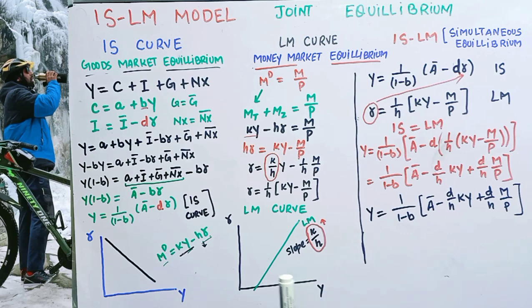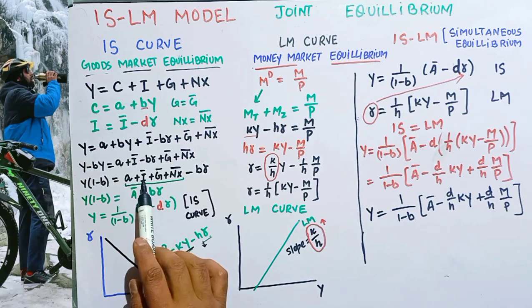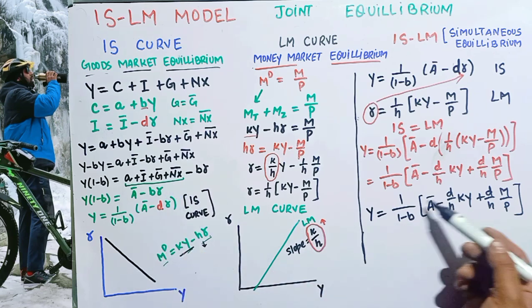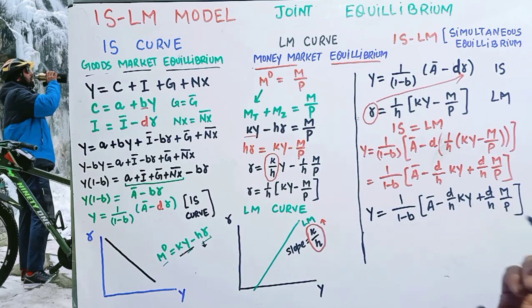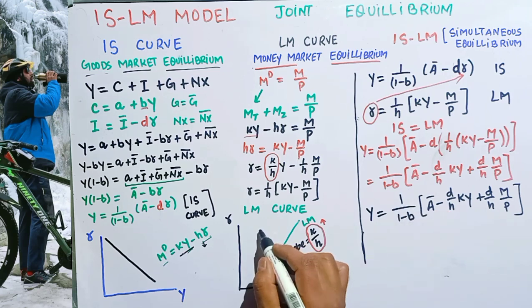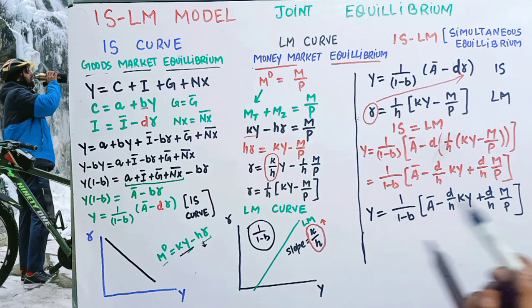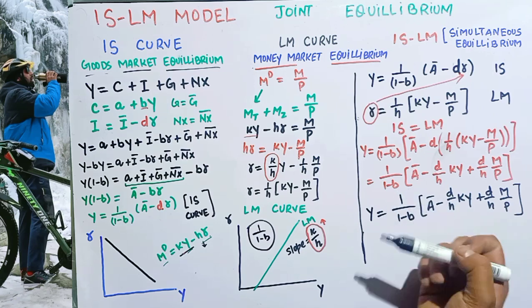This equation shows us that equilibrium level of income depends exogenously on the given autonomous variables. And what are our autonomous variables? They are autonomous consumption, autonomous investment, autonomous government spending, and autonomous net exports, shown by this a bar. It also depends upon the size of the multiplier. Our multiplier is 1 upon 1 minus b. This is the first thing.